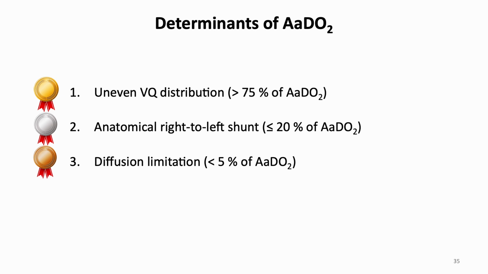For now, I'll just mention that there are other contributors, and the most important, apart from the ventilation perfusion distribution, is anatomical right to left shunting of blood. So blood that bypasses the pulmonary capillary network and thus does not undergo gas exchange. And this involves the bronchial circulation and some small veins within the myocardium. So that's also an important mechanism, but not quantitatively the most significant one.